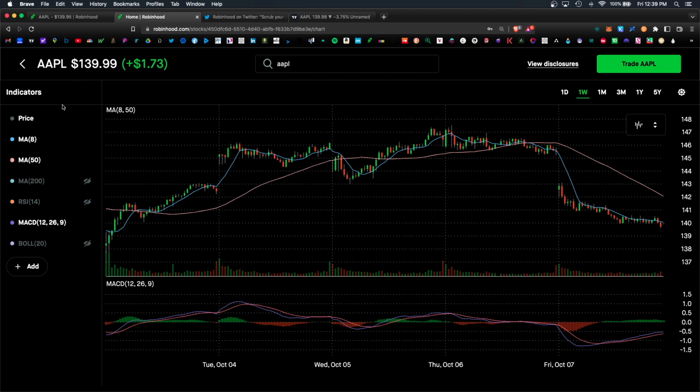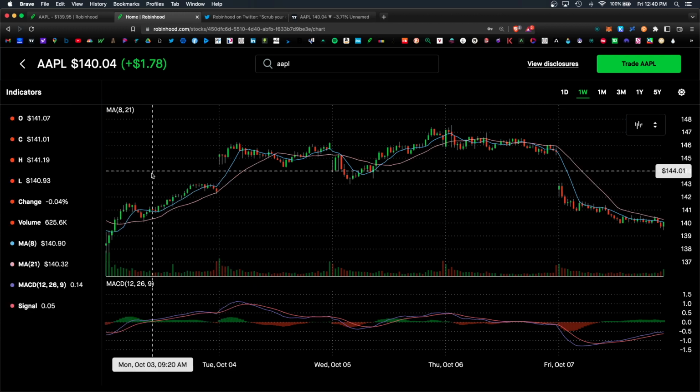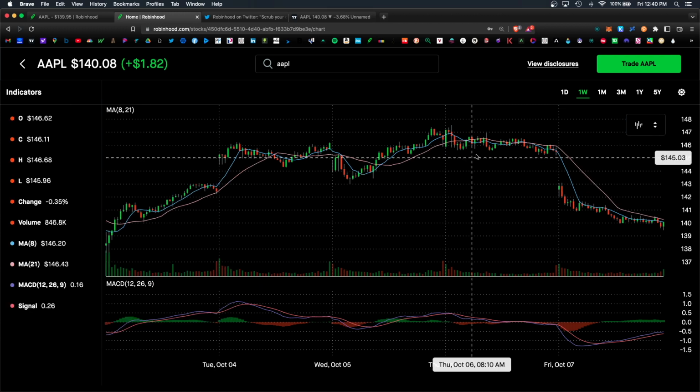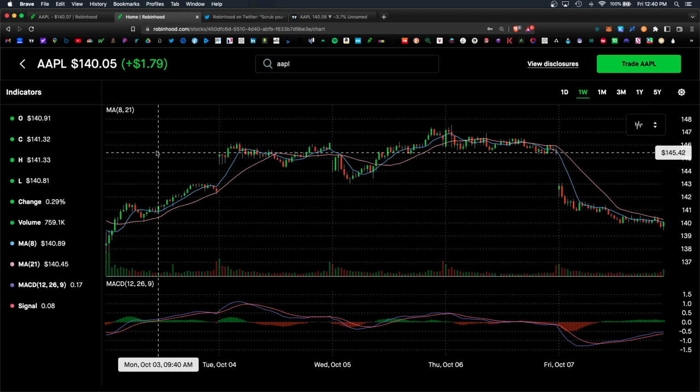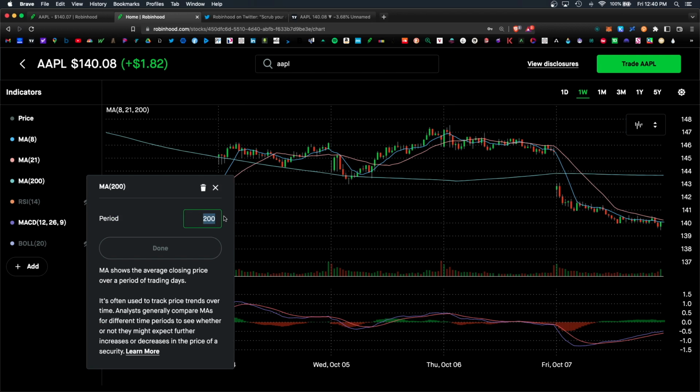So for any day traders out there, I'm personally a fan of using the 8-day, and actually instead of 50, we're going to do 21-day. And now you get a more detailed view of the price action. And if you wanted to go one step above, you can enable your 200-day. Instead of having it at 200, you can do 50.